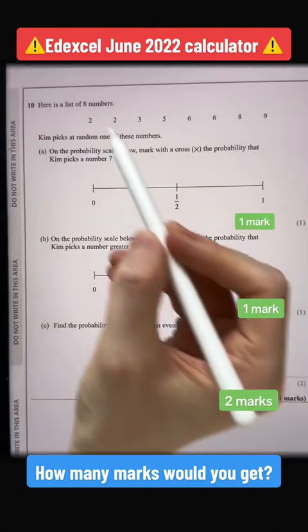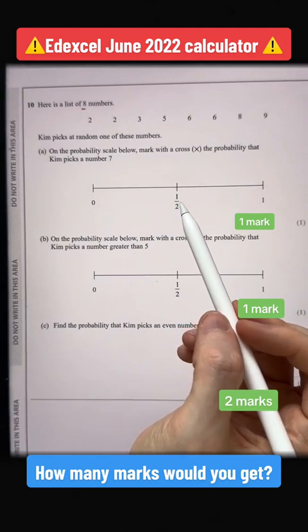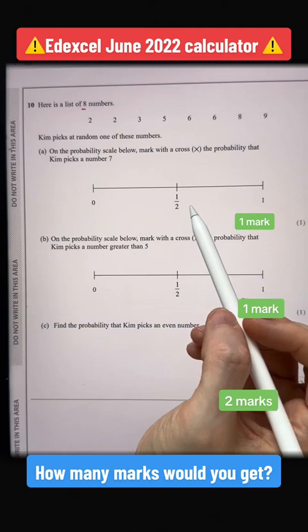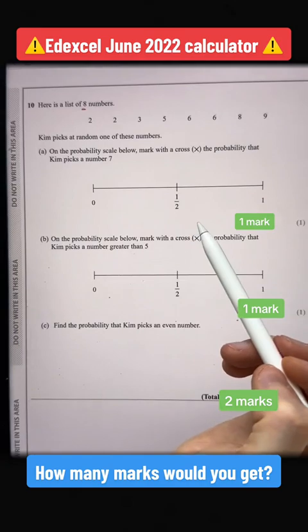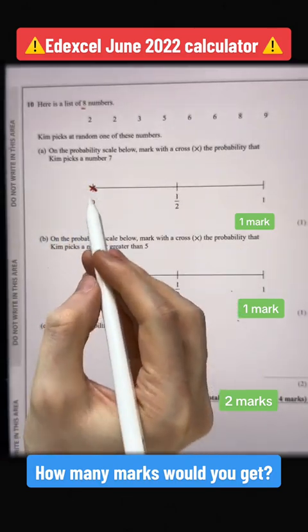Question 10. Here is a list of 8 numbers. Kim picks at random one of these numbers. On the probability scale below, mark with a cross the probability that Kim picks a number 7. Well, there's no number 7 to pick from, therefore it's impossible. So therefore impossible represents 0. So at 0, put a cross.